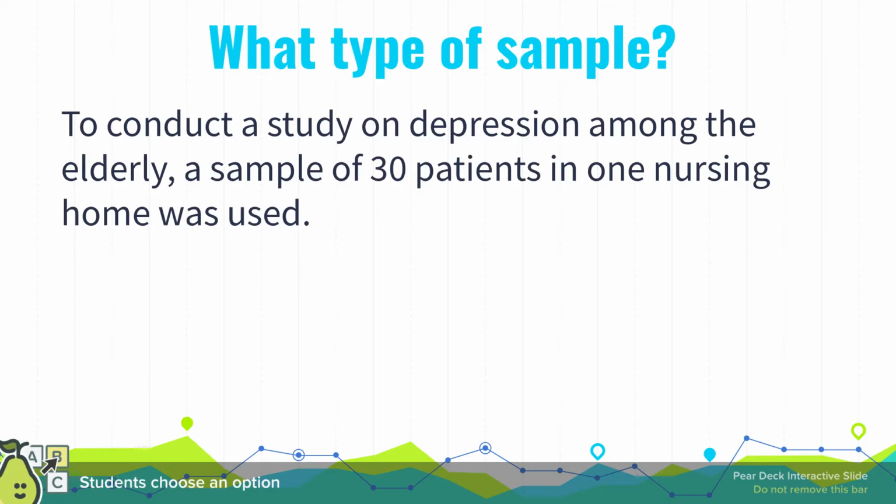To conduct a study on depression among the elderly, a sample of 30 patients in one nursing home was used. Because we're only looking at one nursing home here and we just chose 30 patients, this is not going to be a true representation of the population because we're really just looking at that one nursing home. And so this would be an example of convenience sampling.